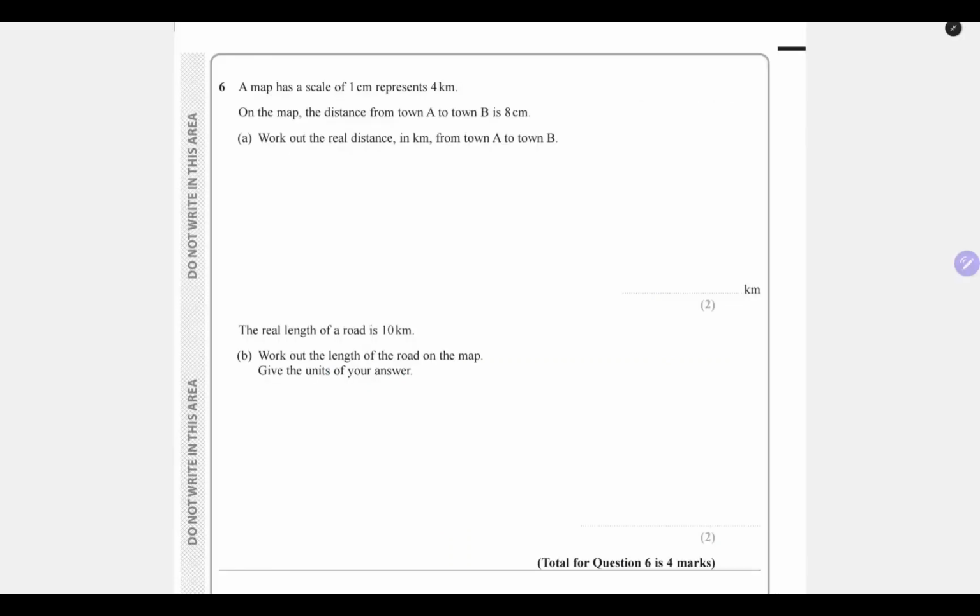Question 6 says, a map has a scale of 1 centimeter to represent 4 kilometers. On the map, the distance from town A to town B is 8 centimeters. Work out the real distance in kilometers from town A to town B. So we know that 1 centimeter represents 4 kilometers, and the distance on the map is 8. And so to get from 1 to 8, we multiply by 8, and so we've got to do the same thing to the other side. So 4 times 8, 8, 16, 24, 32 kilometers. And so the real distance is 32 kilometers.